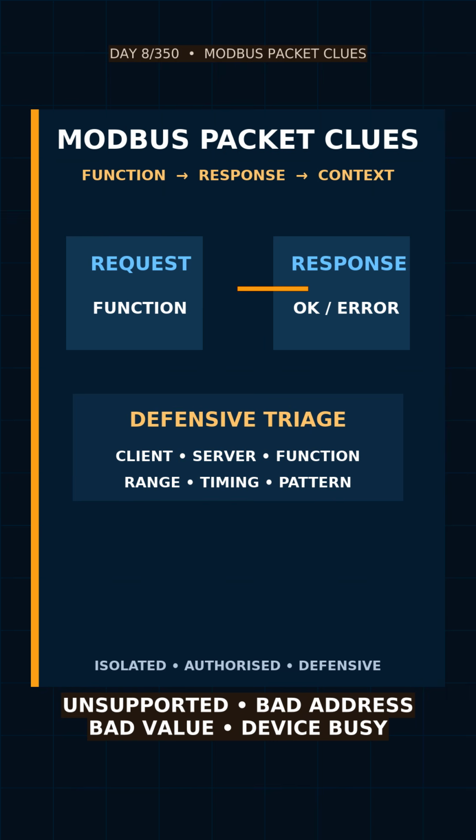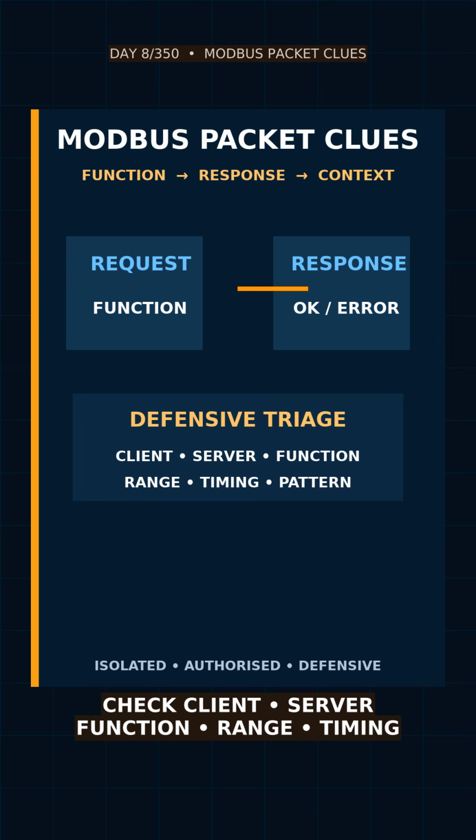For defensive triage, ask 6 questions. Is the client authorized? Is the server correct? Is the function expected? Is the address range documented? Does the timing match maintenance? Is the pattern isolated or repeated? Compare answers with the asset inventory, communication baseline, register map, and change record.